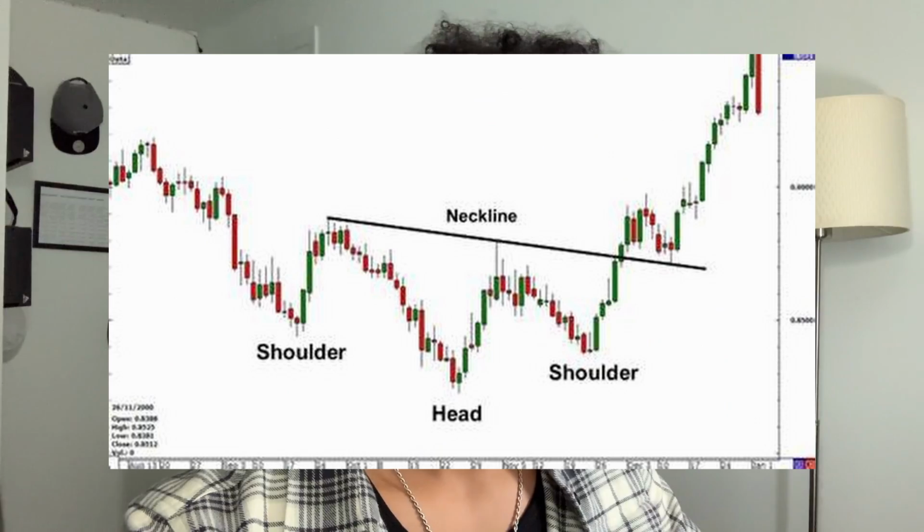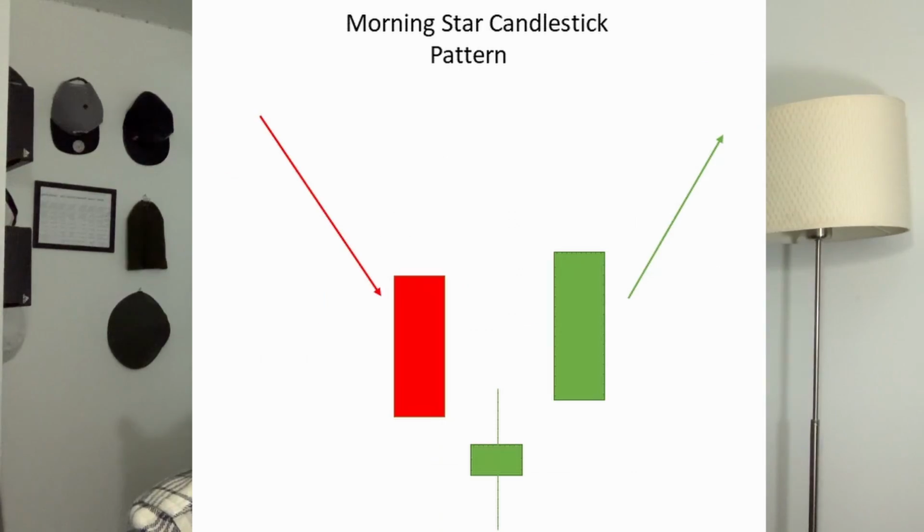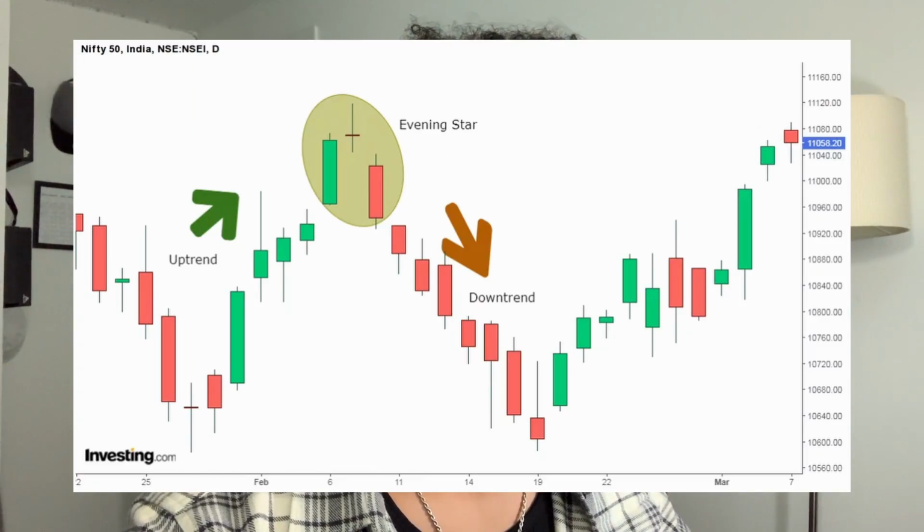And lastly, there's the triple candlestick patterns, which include the head and shoulders and inverted head and shoulders, as well as the morning star and the evening star. So these are very, very useful. As soon as I learned about these patterns, I just started seeing more things on the market, and I started seeing these patterns more and more often.